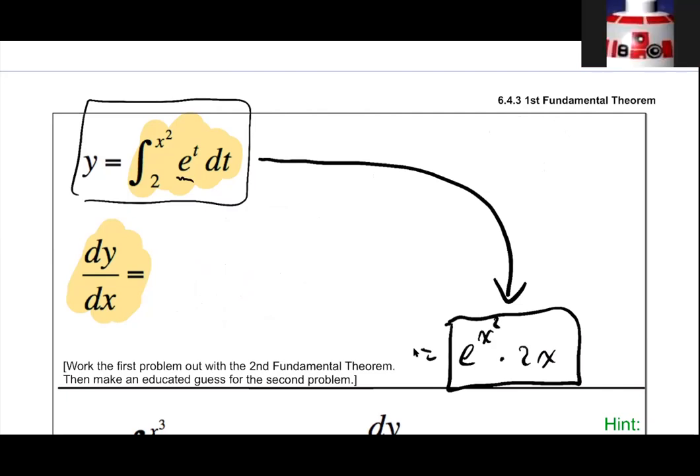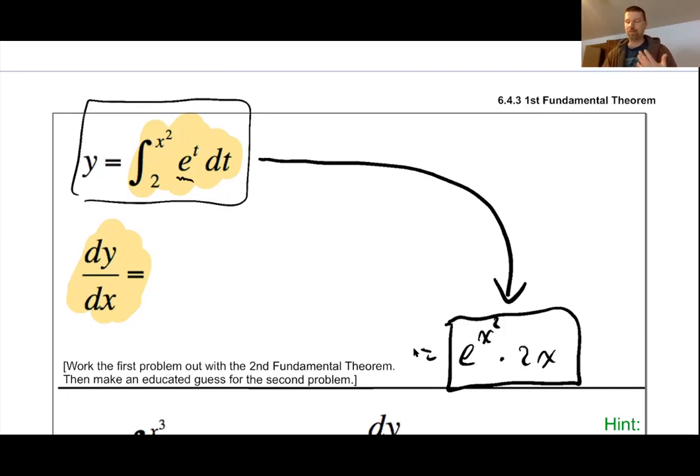It looks like you just plug in the x for where it needs to be plugged in, and then you multiply that by the derivative of x. Exactly right. You just take the e to the x and you plug it in there and then multiply by the derivative. So the chain rule works with this as well.